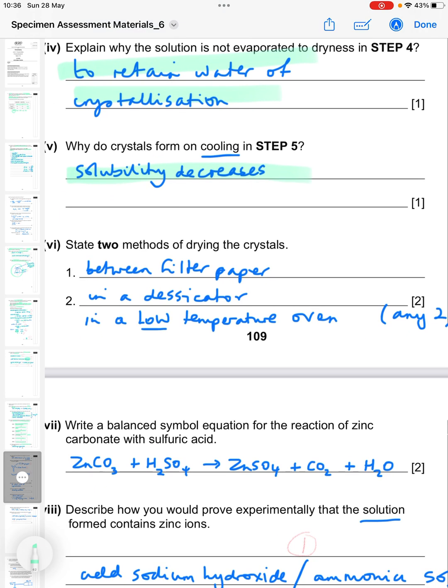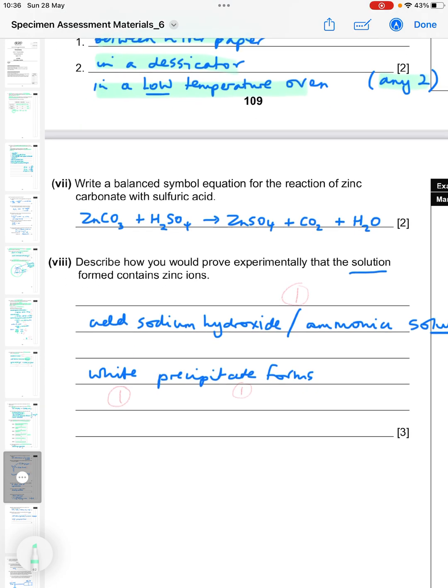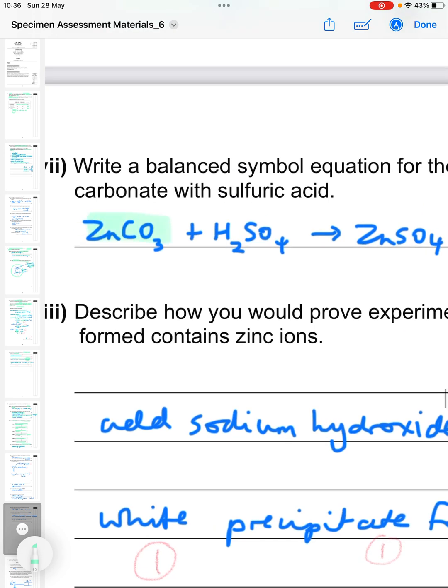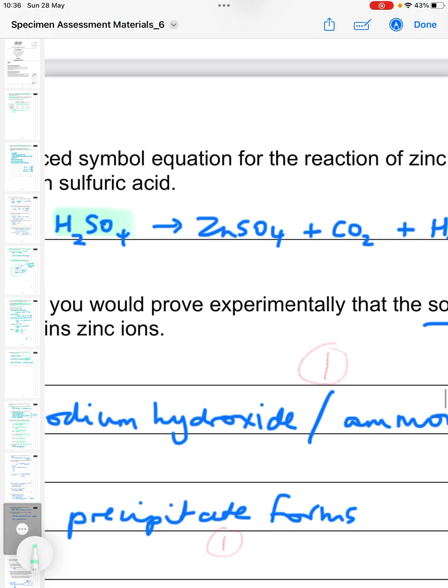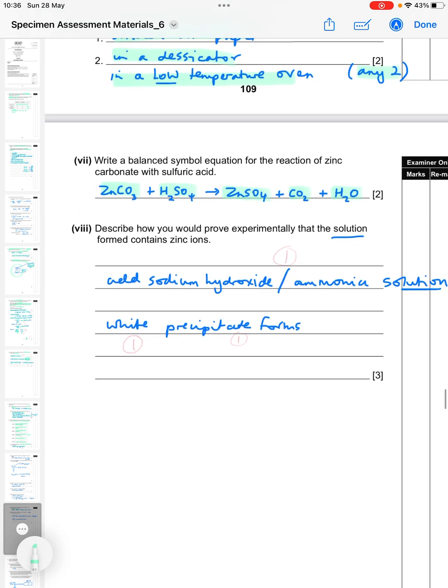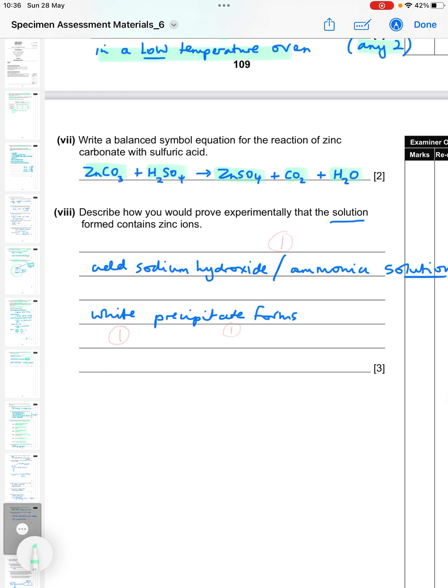So state two methods of drying the crystals. You could have any two of these. You could have had between pieces of filter paper, in a desiccator, or in an oven on a low temperature. Then write a balanced simple equation for the reaction of zinc carbonate and sulfuric acid. So zinc carbonate, ZnCO3, sulfuric acid, H2SO4, and then you're getting zinc sulfate, which is ZnSO4, plus carbon dioxide, plus water, and that's a nice one because it's already balanced. So 2 marks, 1 for the products and 1 for the reactants.